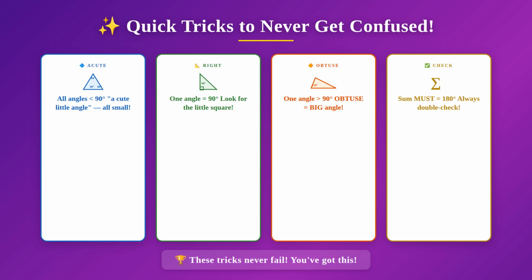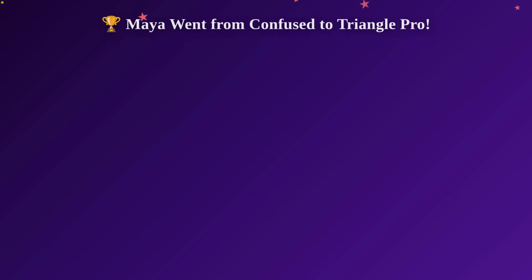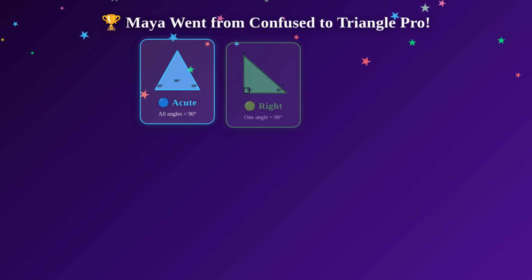Before we wrap up, here are Maya's 3 golden tricks for remembering triangle types. First, acute sounds like a cute little angle, all small. Second, right means right angle. Look for that little square in the corner. Third, obtuse means big. One angle is over 90 degrees, bigger than a right angle. And always double-check by adding all 3 angles. They must equal 180. If they don't, something went wrong.